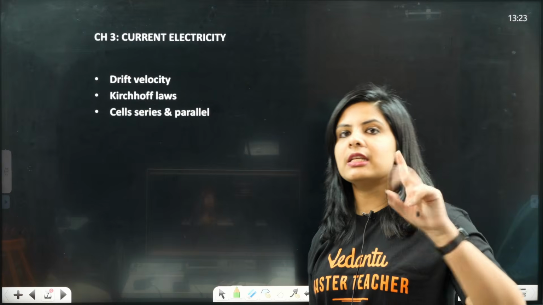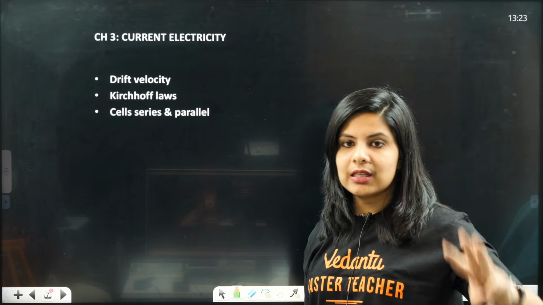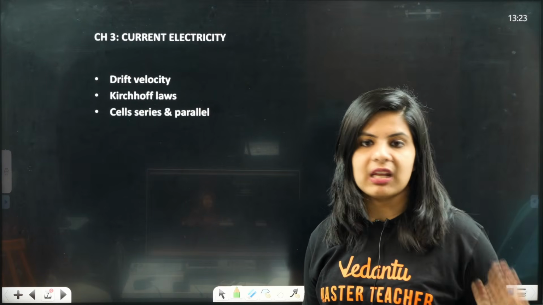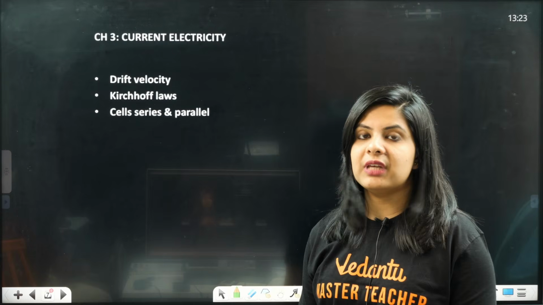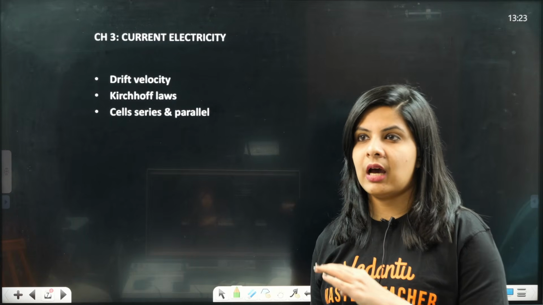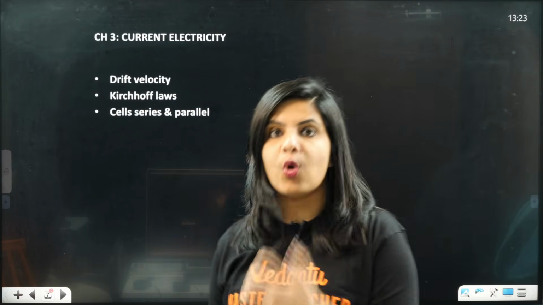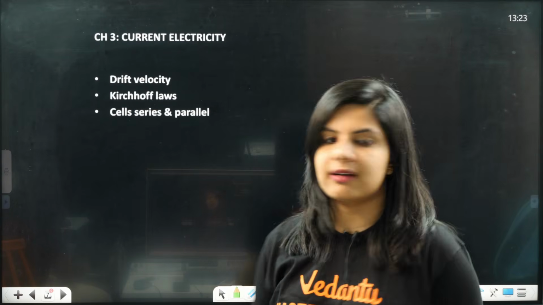Next one is current electricity: drift velocity, Kirchhoff's laws, and cells in series and parallel. These are very, very, very important. You can expect the derivations also. This is one of the chapters with the highest weightage, so you can expect more weightage for current electricity.